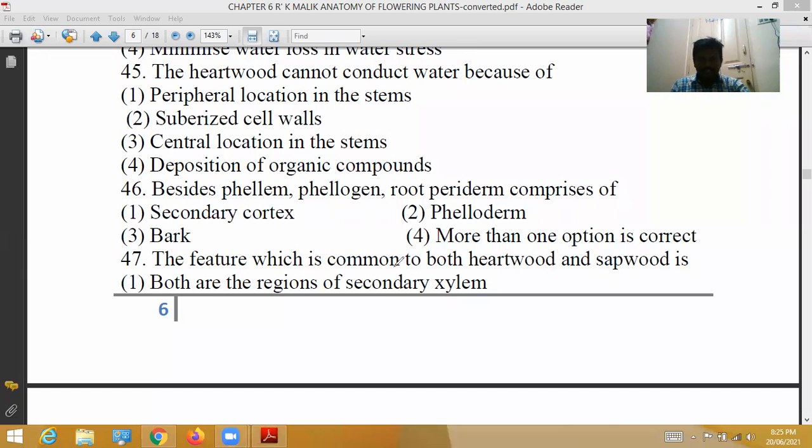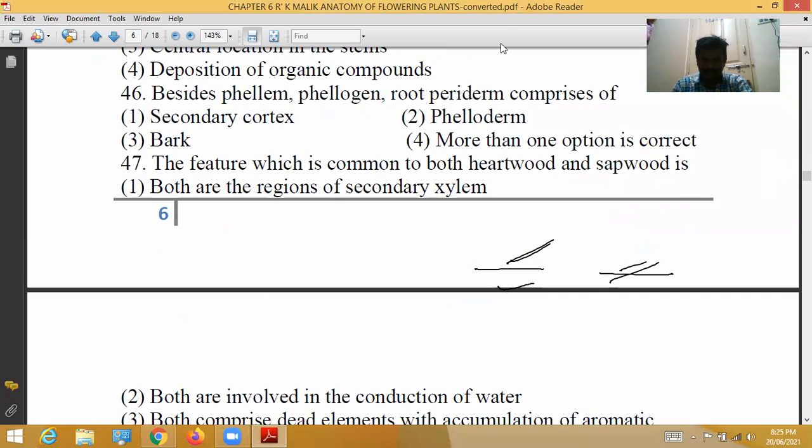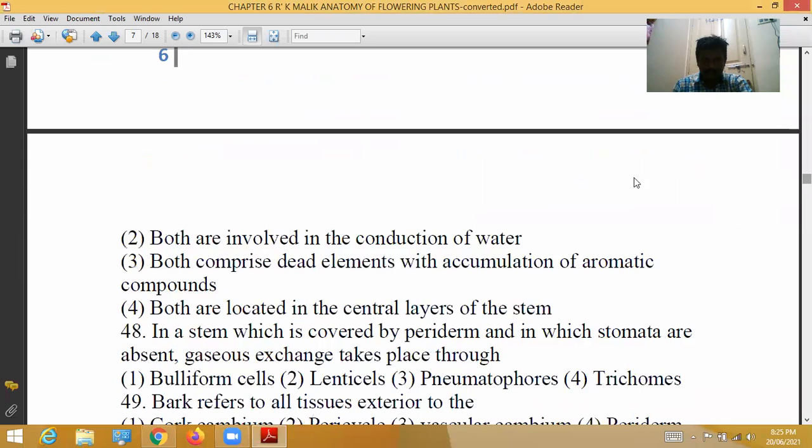The next question: the feature which is common to both heartwood and sapwood. Four options are given; which is common to heartwood and sapwood? The first: both are regions of secondary xylem. Next, both are involved in conduction of water. Both comprise dead elements with accumulation of aromatic compounds. Both are located in the central layers of the stem.